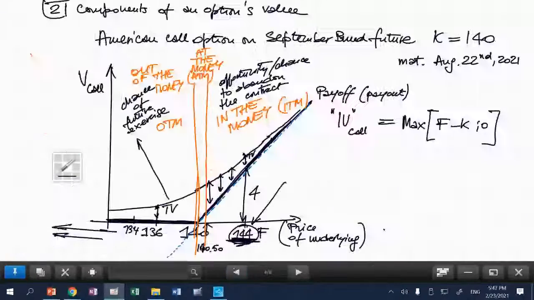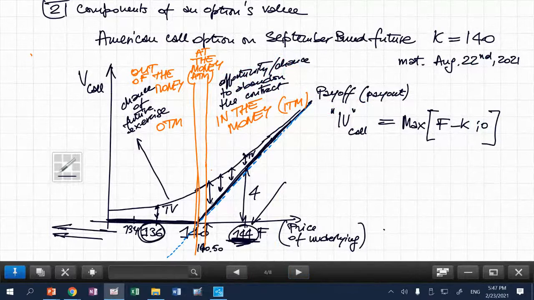Point number one, imagine you are here with the future at 136 and you have this amount of time value that we have identified, okay? Imagine what would happen to the option price if for the next 2 days, the future remains absolutely stuck at 136. 2 days after, with the future which has not moved at all, would the option price be the same, higher, or lower?